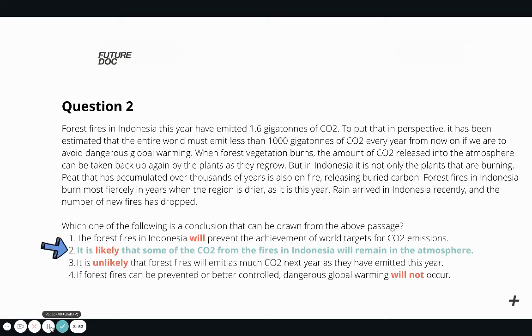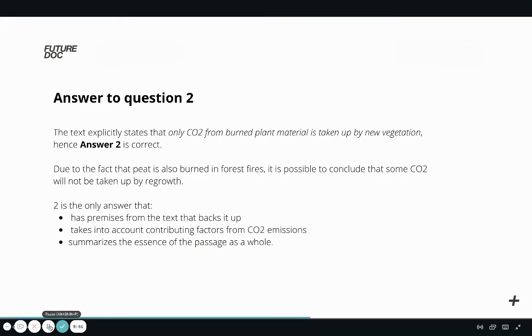This is because the text explicitly states that only CO2 from burned plant material is taken up by new vegetation. Hence, answer 2 is correct. The fact that only the burned plant material will be taken up by new vegetation and not everything else shows that some of the CO2 from the fires might remain in the atmosphere. This statement is one that logically follows from the text and hence can be deemed a conclusion.